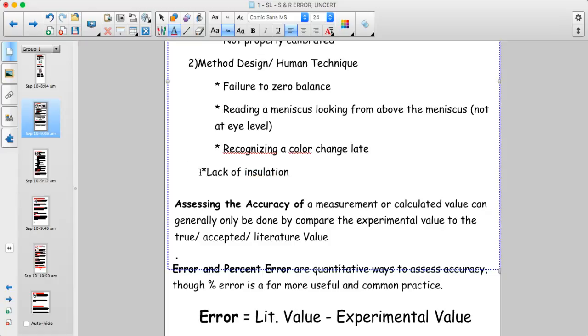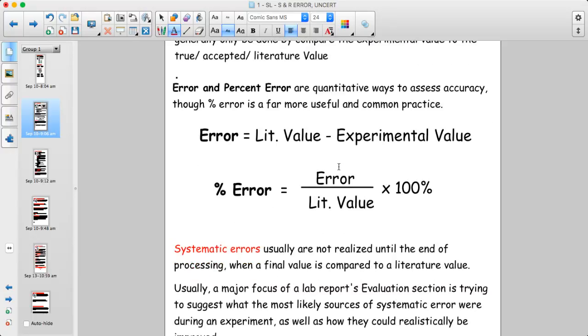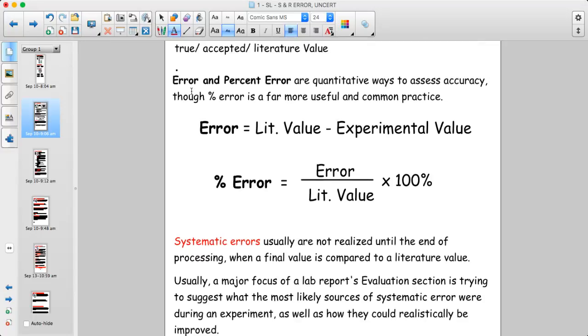So if you're trying to measure an energy value or a change in temperature, if there's a lack of insulation, you're losing heat, that's always going to impact your results in one direction. When you assess accuracy, you pretty much have to assess it at the end of an experiment. You can do it quantitatively by looking at the error or the percentage error of your final value.